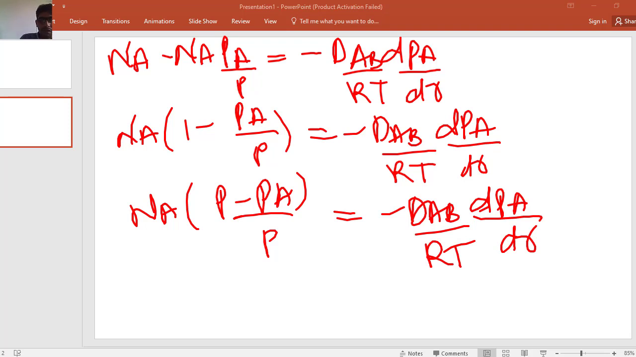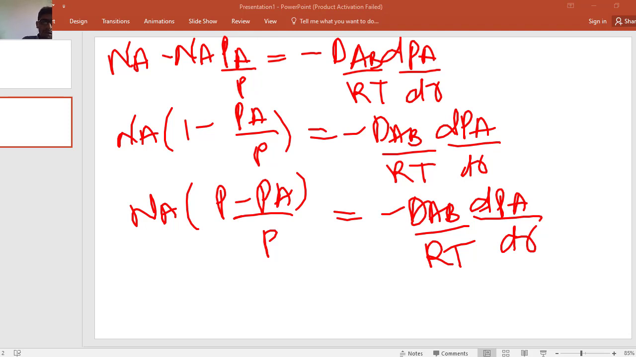R is the universal gas constant having the value of 8.314 joule per mole Kelvin. T is temperature, which is constant. It can be room temperature 298 Kelvin, or it can be an isothermal condition. In this case we assume isothermal condition, in which temperature is constant. It can be 298 Kelvin or 300. For simplicity we assume room temperature 298 Kelvin, or 273 Kelvin, 0 degrees C.